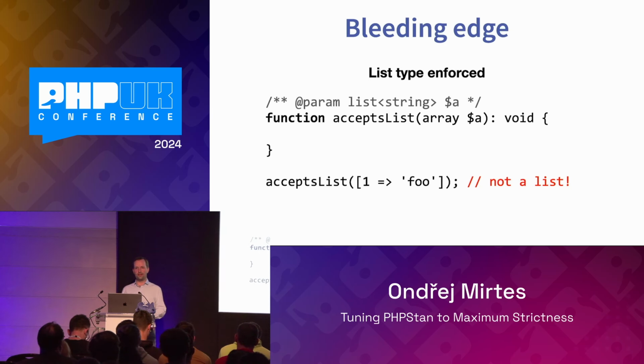Arrays in PHP are like three different data structures combined into one, and arrays in other languages are basically lists, right? So they have integer keys starting at 0 with no gaps. So if you want to make your job a little bit easier and you want to rely on something being a list, you can use this list type in your PHPDocs.